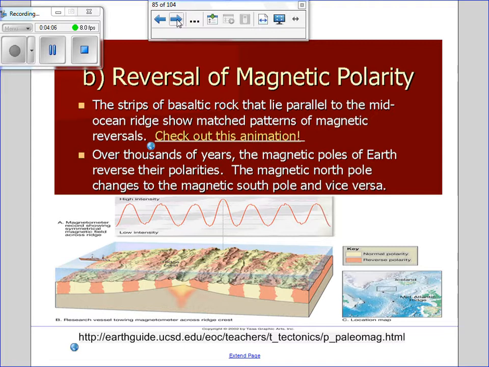The second piece of evidence is the reversal of magnetic polarity. So what they do is they again analyze the basalt, or the basaltic rock, that is found on the bottom of the ocean, and they look for magnetic minerals that are in the rock, and it shows them patterns of reversal on either side of the ridge. These patterns of reversal suggest that the North and South Pole have switched their polarity in the past. Right, let me show an animation of how they come up with this.